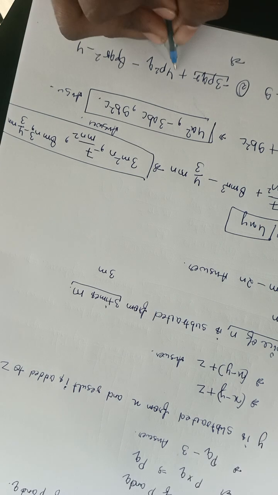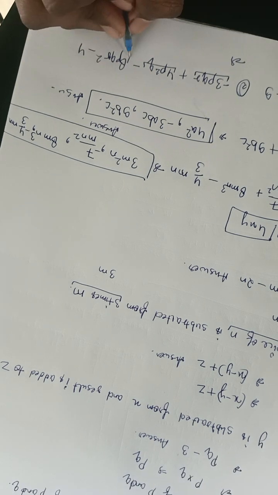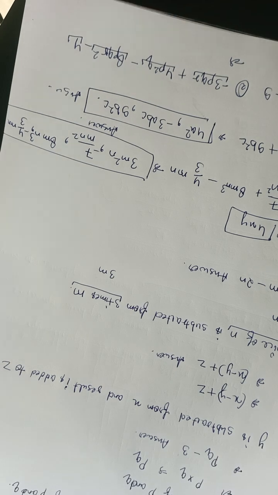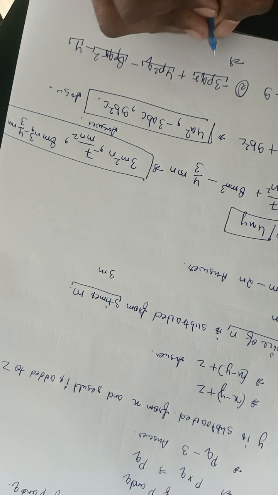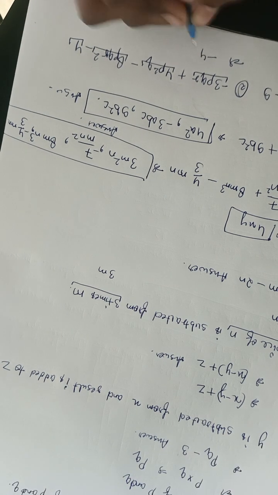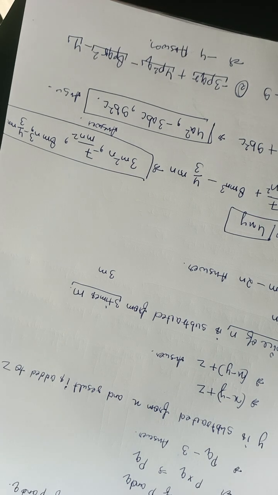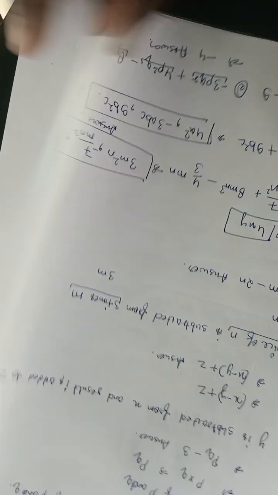This is also a term with a variable, this is also a term with a variable, and here it is a constant, which does not have any variable term. So obviously minus 4 is the answer. Okay, now the third part you will be doing on your own.